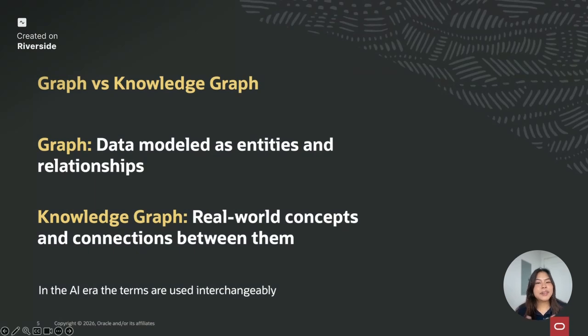So, graphs versus knowledge graphs, right? My title in this presentation is knowledge graphs, and I want to talk to you, of course, about knowledge graphs, but it is important to understand graphs before we jump into knowledge graphs. And as we said just now, graphs are basically a way to model your data as entities and relationships. Knowledge graphs are basically real world concepts and connections between them. And in the AI world, everyone is talking about AI, right? We use these terms interchangeably.